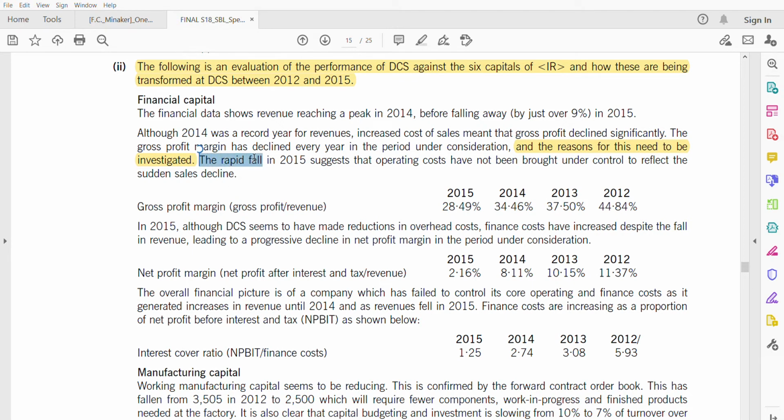The rapid fall in 2015 suggests that operating costs have not been brought under control. Have you seen this? You need your judgment here. You need your own judgment to write all these lines. This you will not get from anywhere. Clearly everything will not be given in the exhibits. You just have to use the exhibits, the numbers, and you have to write. So the rapid fall in 2015 suggests operating costs have not been brought under control to reflect the sudden sales decline.